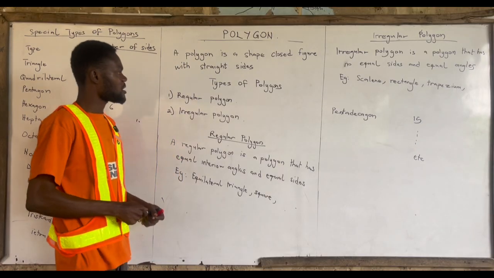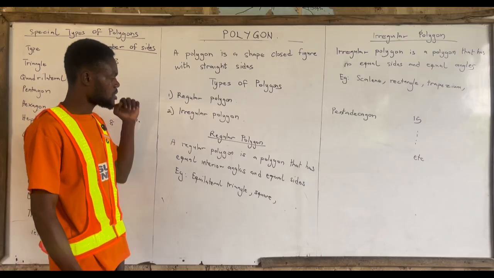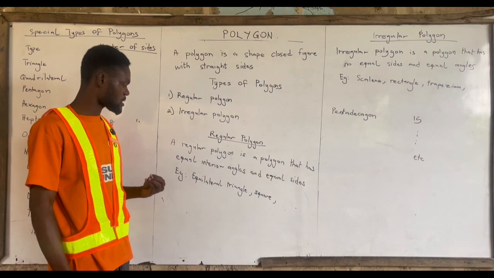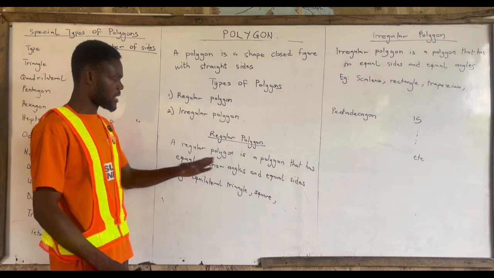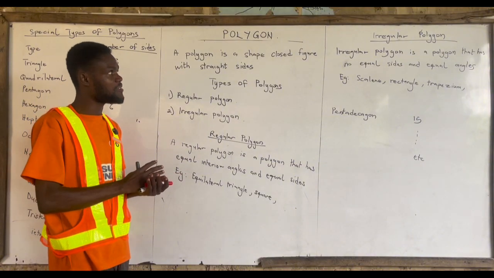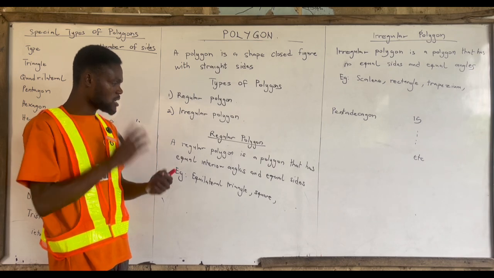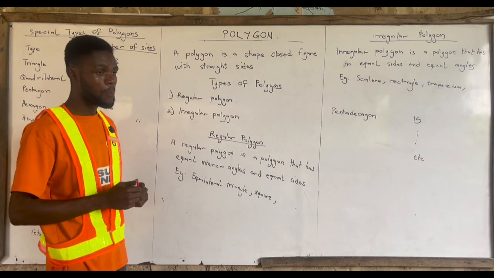So we have types of polygons. We have regular polygons and irregular polygons. A regular polygon is a polygon that has equal interior angles and equal sides. So when you have any plane figure or shape with equal angles and equal sides, then it is a regular polygon.